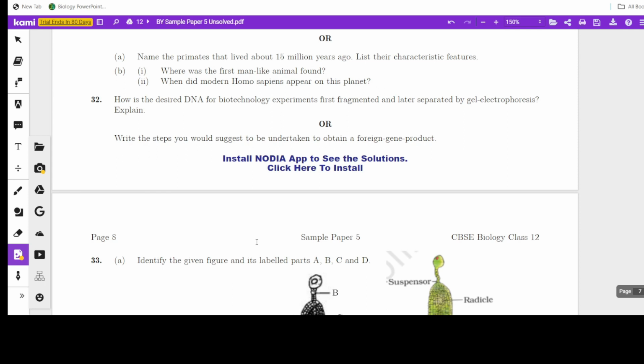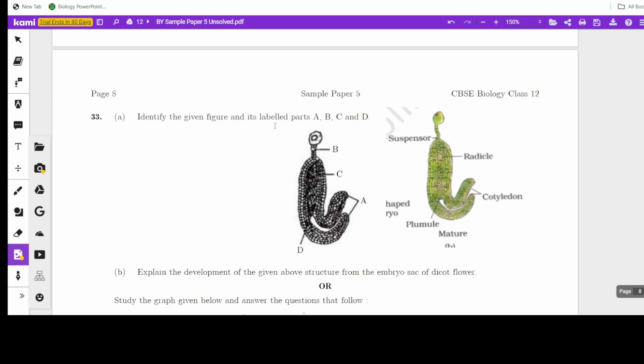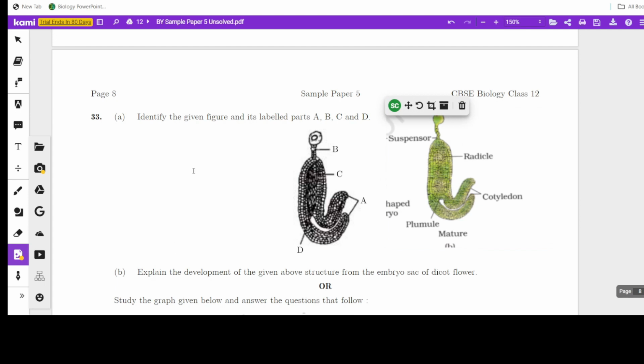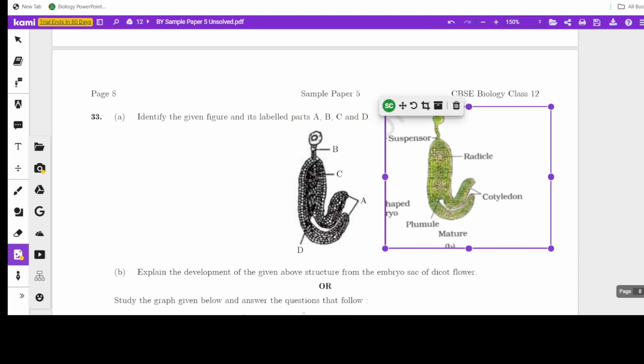Clear? Now identify the figure and label the parts. The same figure I have taken from the textbook. You know where it comes? It comes in the embryo part in sexual reproduction in flowering plants. So you have to compare the figure. B is suspensor, C is radicle, A is cotyledon, and D is plumule. So it's exactly the same figure, exactly the same labeling. So you understood how important these figures are.